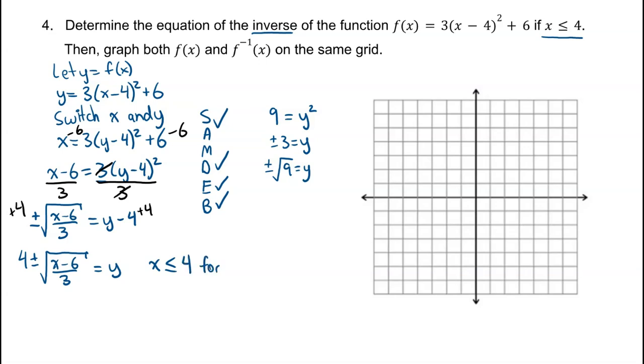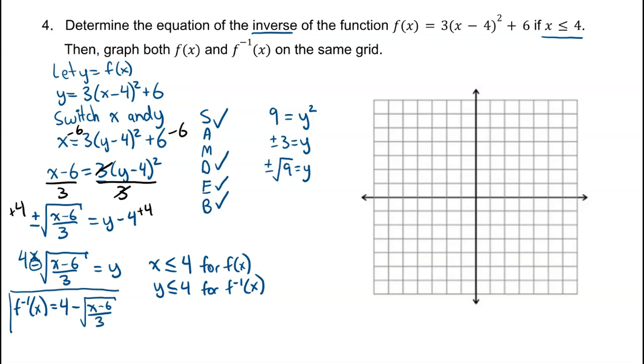Now keep in mind, the original function had a restriction that said x had to be less than or equal to 4. And because the inverse switches the x and y values, that means the inverse has to have a restriction on y. Y has to be less than or equal to 4. Well, in order for that to be the case, I can't add anything to 4. I could only subtract. So the inverse function is only the subtracting part of this, not the adding part. It's just 4 minus the square root of (x minus 6) all over 3.